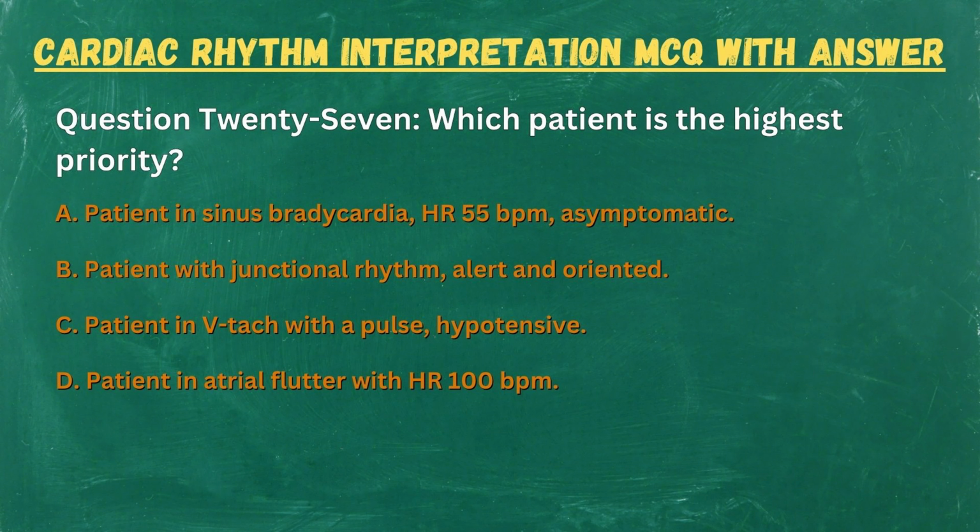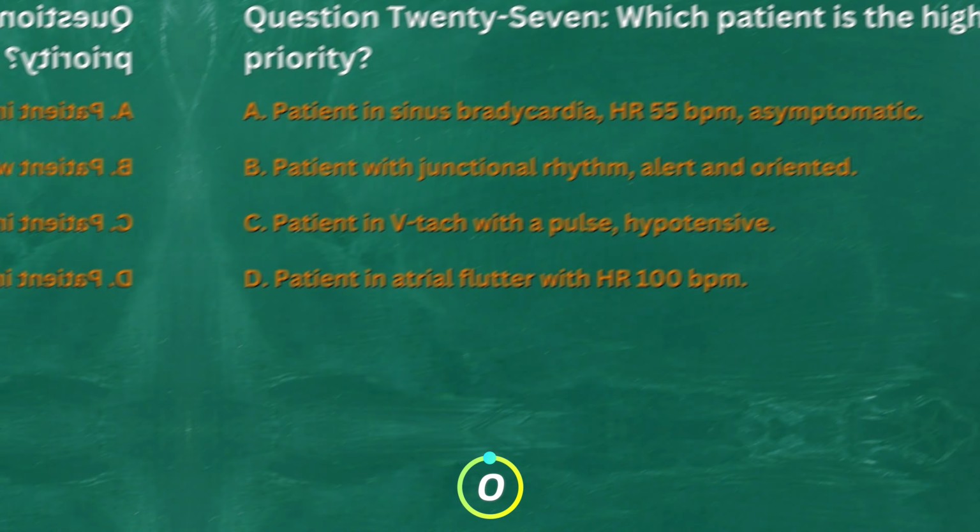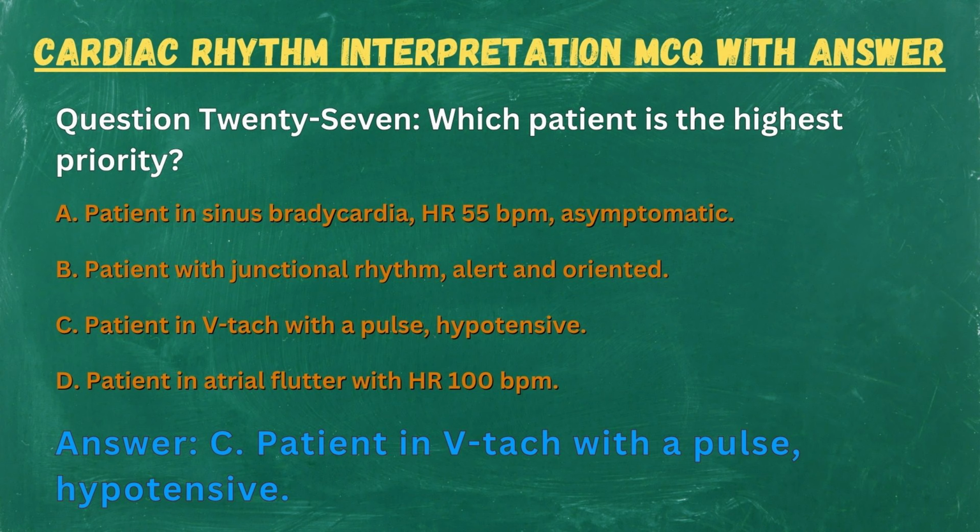Question 27. Which patient is the highest priority? A. Patient in sinus bradycardia, HR 55 BPM, asymptomatic. B. Patient with junctional rhythm, alert and oriented. C. Patient in V-Tach with a pulse, hypotensive. D. Patient in atrial flutter with HR 100 BPM. Answer: C. Patient in V-Tach with a pulse, hypotensive.